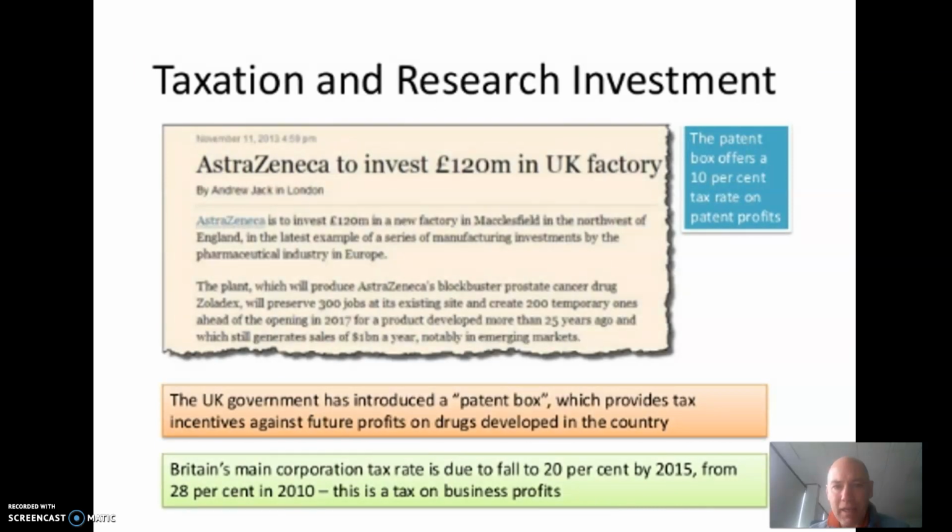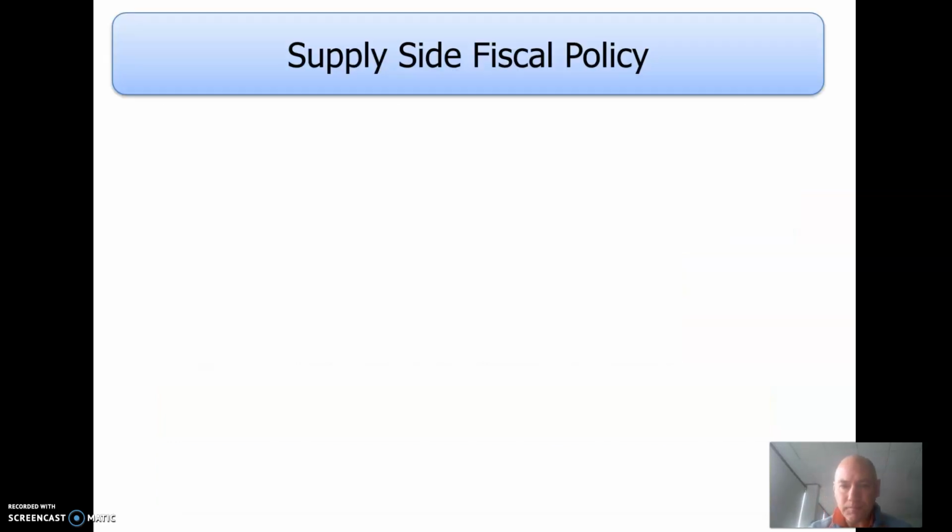Okay, little example here, taxation and research and development. In terms of what the government has done, you can see in orange there are tax incentives, and basically what's happened, and more recently in the budget, the government has basically said that if firms invest, okay, that will be taken off the tax that they would have been paying in terms of corporation tax. Okay, and so as a result, it's incentivizing firms to invest.